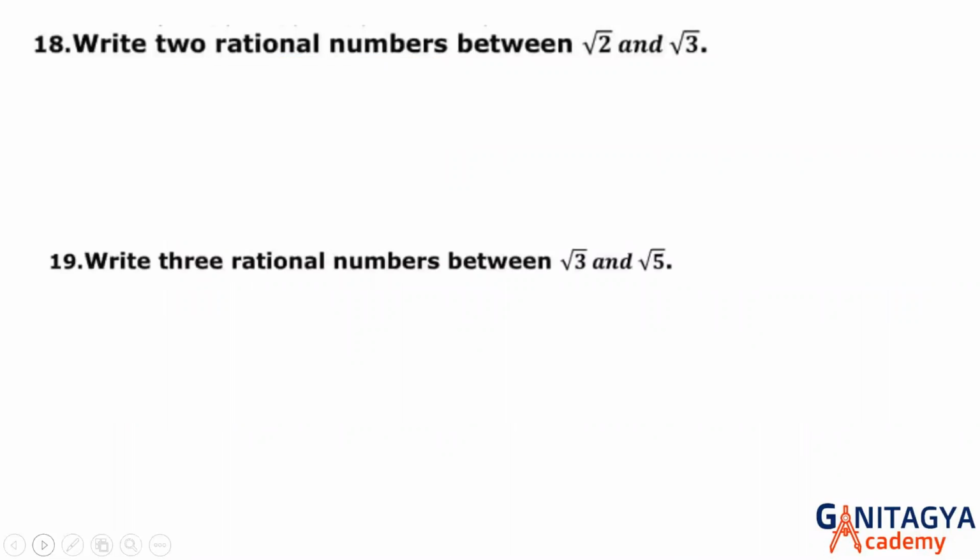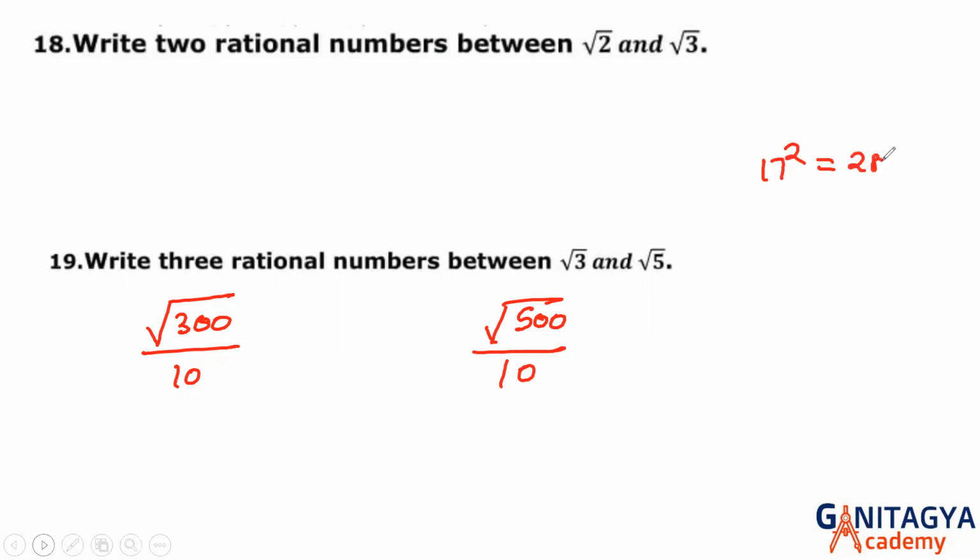The next question is, write three rational numbers between under root 3 and under root 5. Try to solve this. This is also very much easy. Let me give you a hint: like in the previous question, I will write under root 300 upon 10, and under root 500 upon 10. So now you will find the perfect square numbers between 300 and 500. So see, 17 square you have seen, that is 289. 18 square is 324.